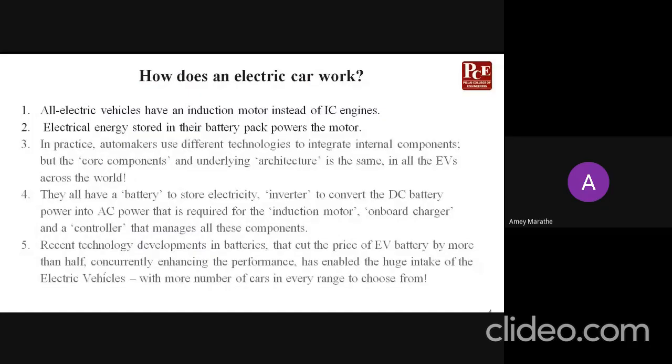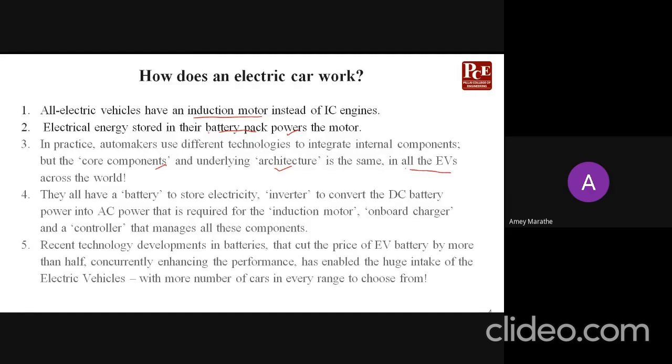In all the electric vehicles, we have something called an induction motor instead of an IC engine. This electrical energy is stored in the battery pack, and the battery pack powers the motor. So this induction motor which we are talking about in point 1 is powered by a battery pack. In practice, we use different technologies to integrate the internal components, but the core components, the architecture, is the same in all the EVs across the world.